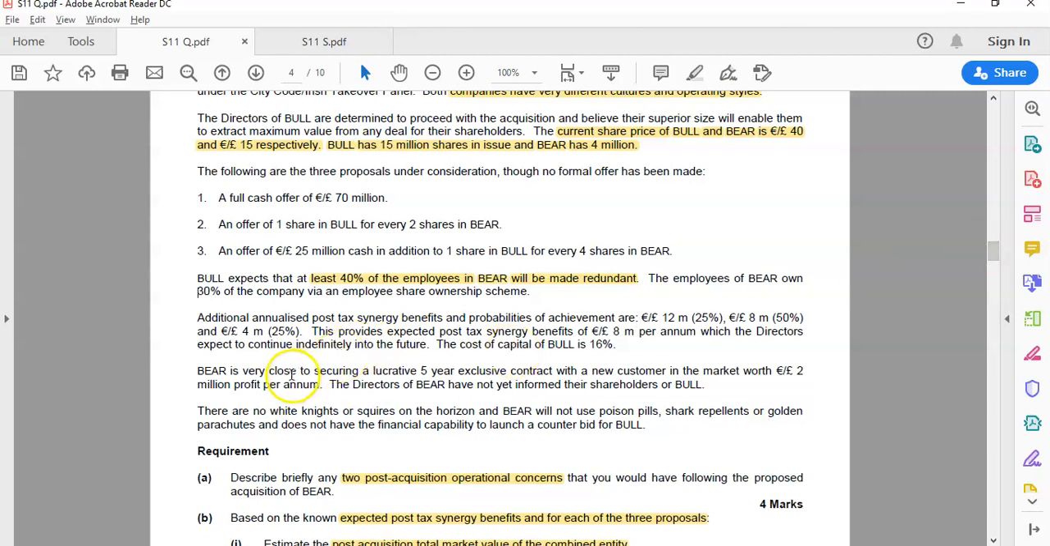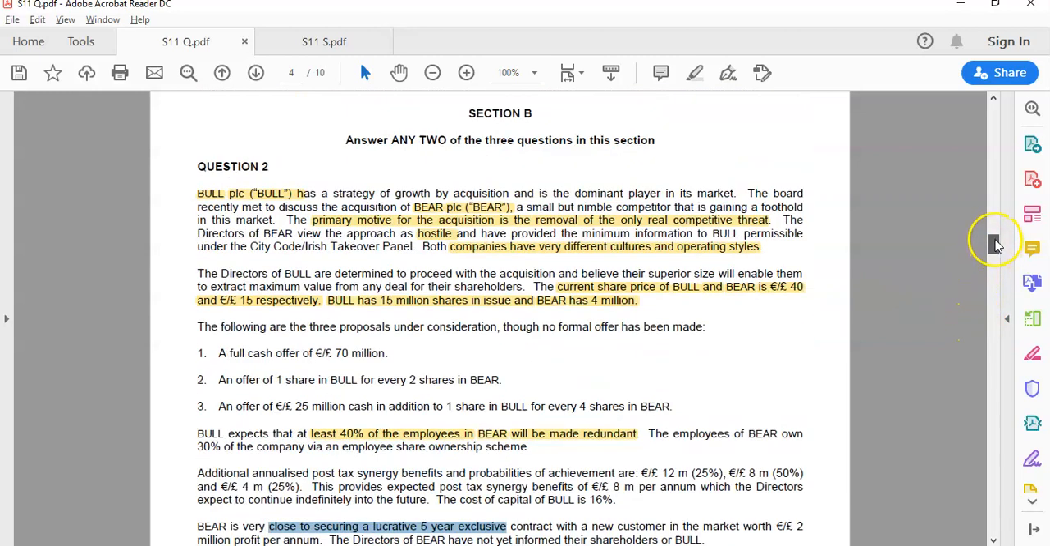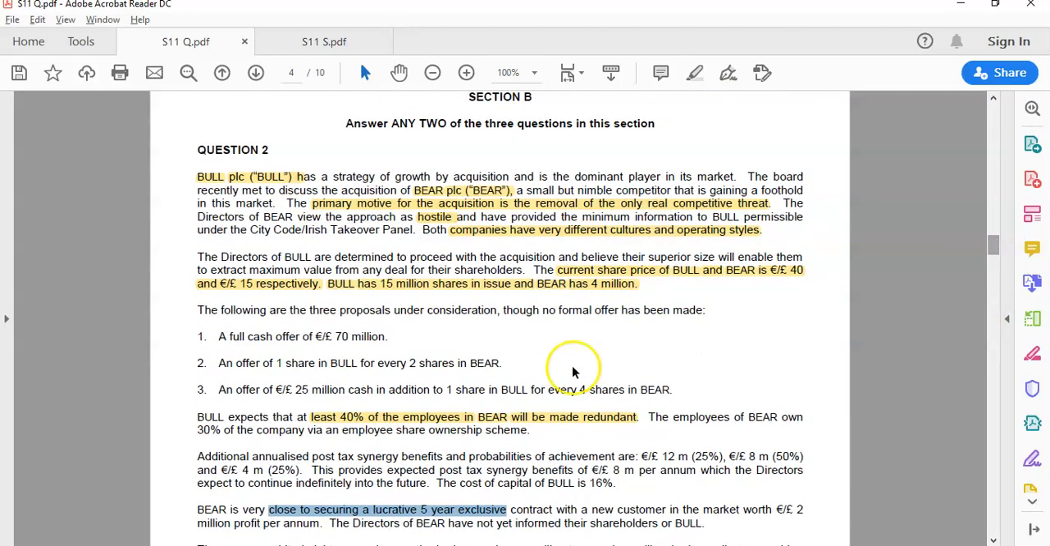You can also tell them that you have a lucrative contract worth 2 million, so it makes sense to stay with us. It doesn't make sense to sell the company on to shareholders of Bull, where you might lose your job and you may not have this contract. So number 1, you lobby the regulator to say this is not good for competition. Number 2, you lobby the employees. That's why you're told the employees own 30%. Number 3, you inform your shareholders that you have a valuable contract coming down the line and it makes sense not to sell the company, to stay because it's going to generate a lot of value.